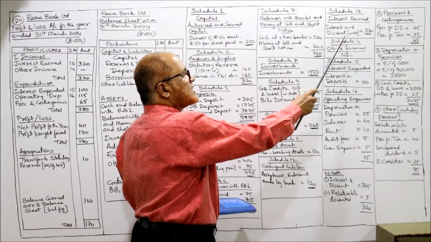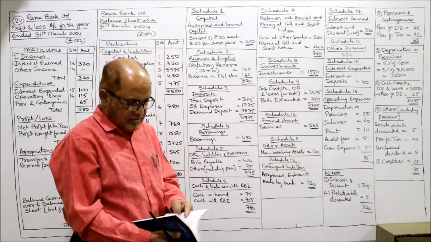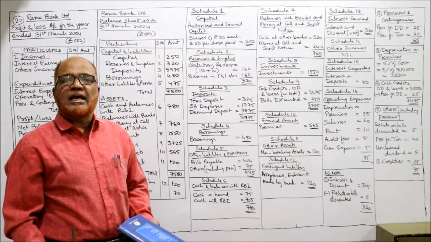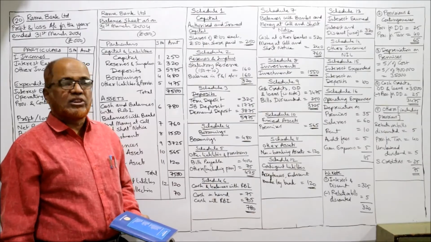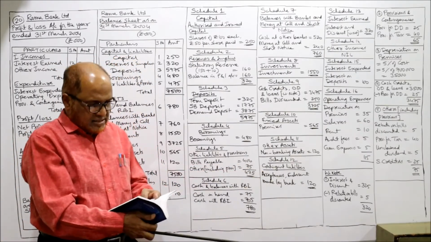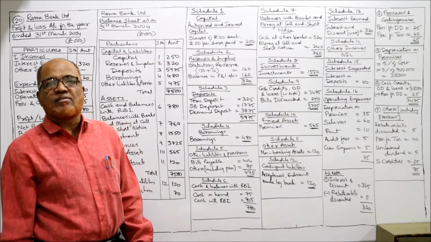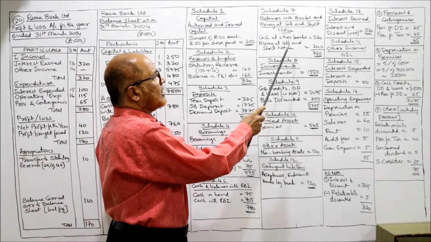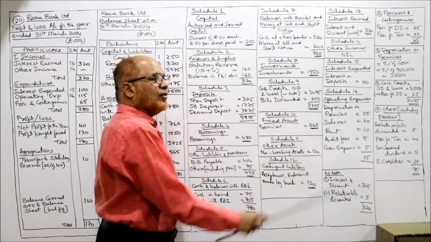Here, interest and discount, we have a working note with some adjustment. Non-banking asset will come under the 11th schedule. So the 11th schedule is here, non-banking asset. Next comes money at call and short notice, 7th schedule. In the 7th schedule we will take money at call and short notice, 240.